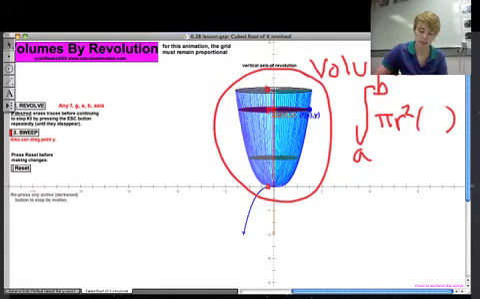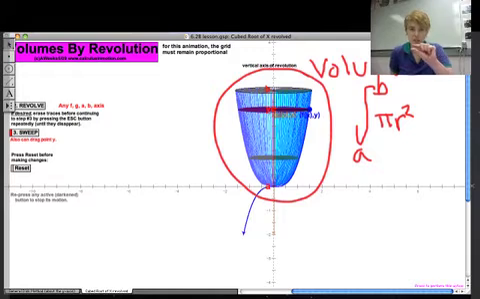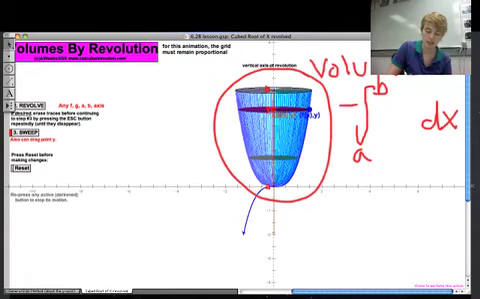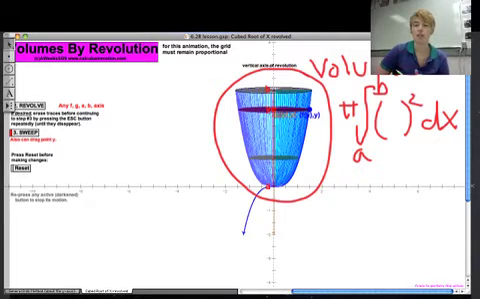I don't like writing width, the W, because in reality the width is so skinny that we can't measure it, so we call it delta x. It's infinitely small. I also don't like putting the pi in the integral. I like to erase that and the r squared. I like putting the pi out in front since it's a constant. And I like rewriting the r based on the graph, based on the situation in the picture.